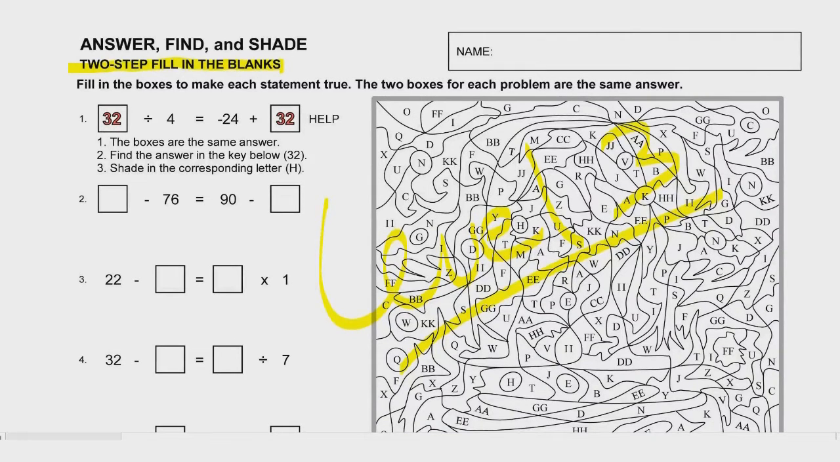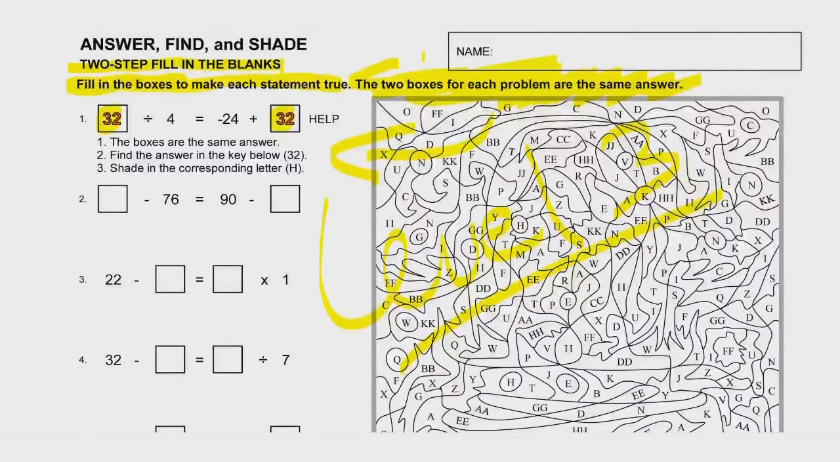Okay? Let's take a look at the directions. The directions say fill in the boxes to make each statement true. In other words, the statement or the equation has to be equal. The next part of the directions say the two boxes for each problem are the same answer. And if we take a look at problem number 1, they already did it for us. As you can see, they put 32 in both boxes. That means the two boxes for each problem are the same answer.